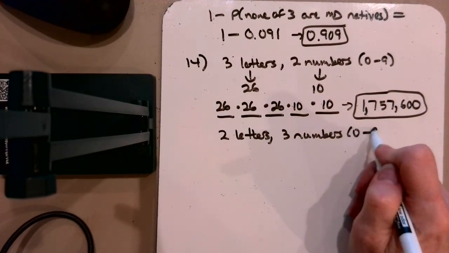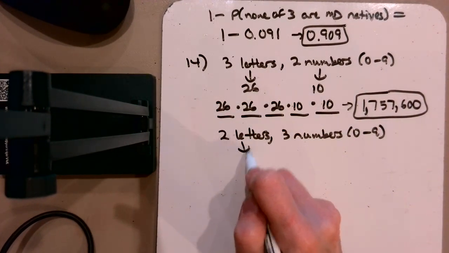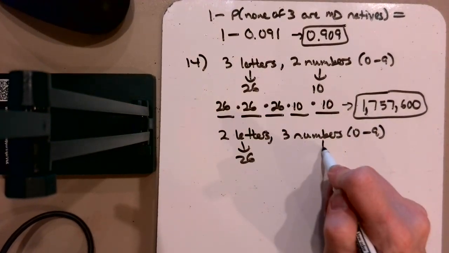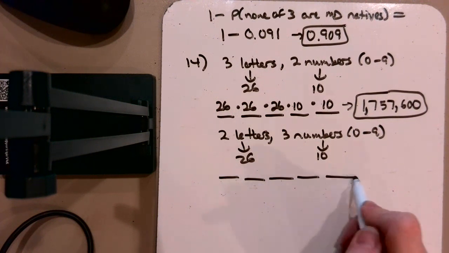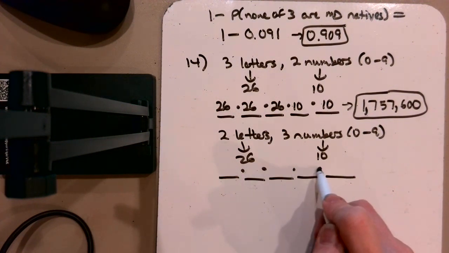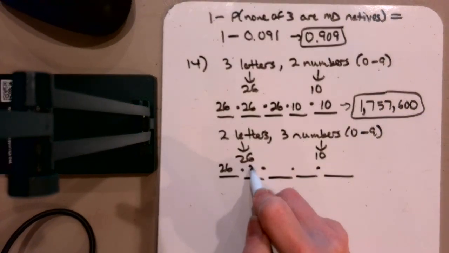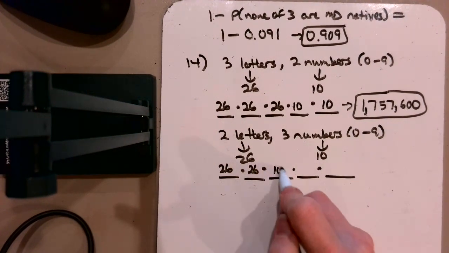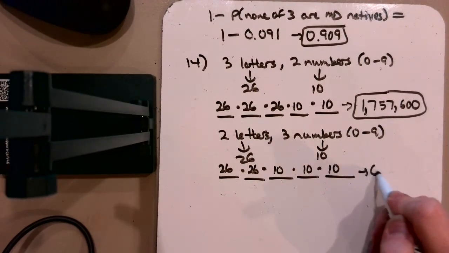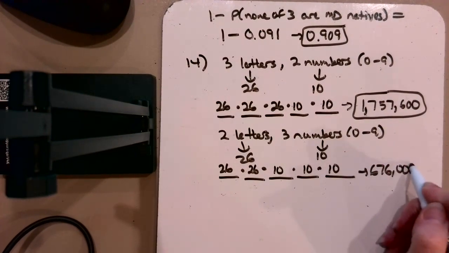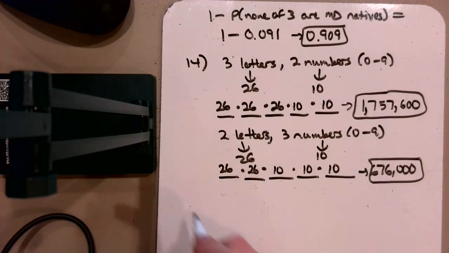The other version of question 14 says 2 letters followed by 3 numbers from 0 to 9. So again, 2 letters, 26 possibilities, numbers 10 possibilities from 0 to 9. How many passwords are possible when repeats are allowed? So 26 letters times 26 letters, 10 numbers, 10 numbers, 10 numbers. Fundamental counting rule. So 26 times 26 times 10 times 10 times 10 gives you 676,000 possible passwords when repeats are allowed.